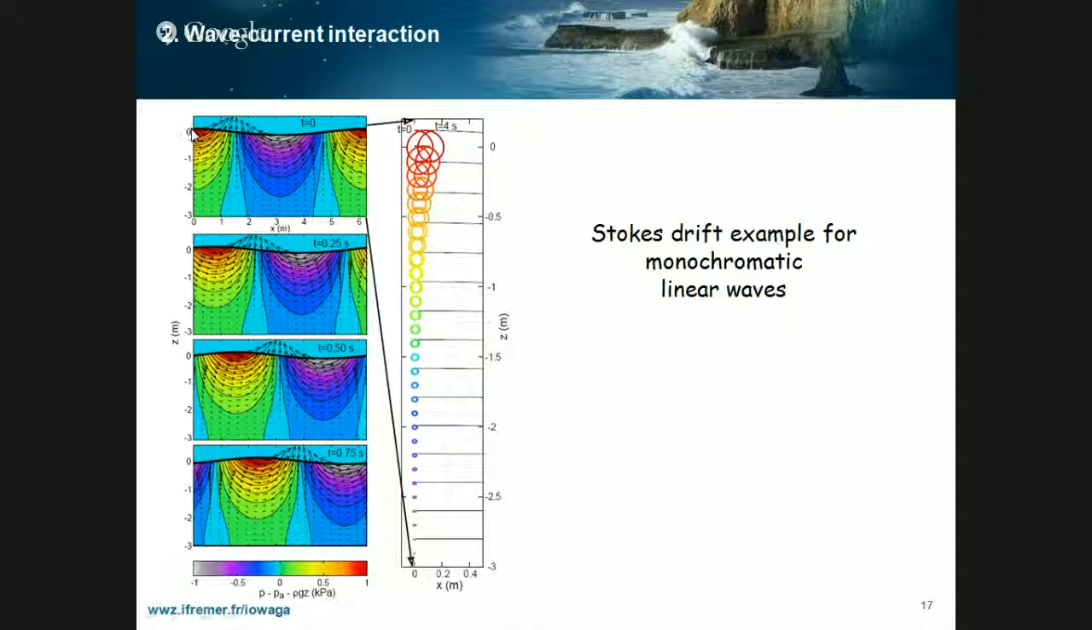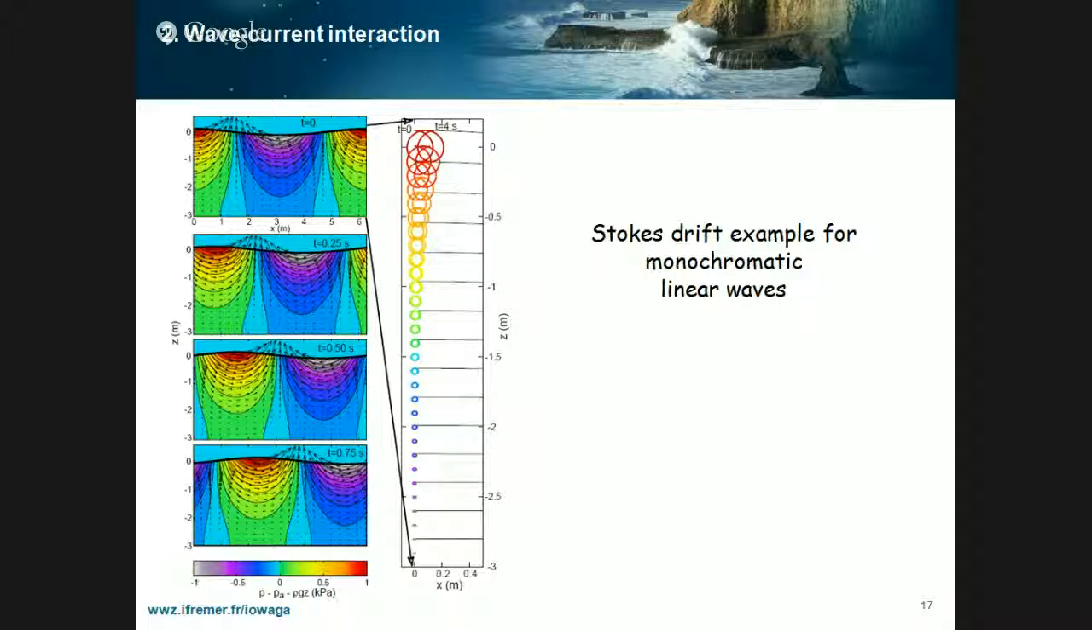So the crest is moving to the right. The colors are the pressure, minus the hydrostatic pressure, a deviation from the hydrostatic pressure. And the arrows are just the orbital velocities. All right, so this pattern is moving as the waves propagate, and if you follow water particles over 2 periods, which is twice this time, it will make something like that. So it's not a closed orbit, but something which is stretched in time, like a cycloid, if you want.